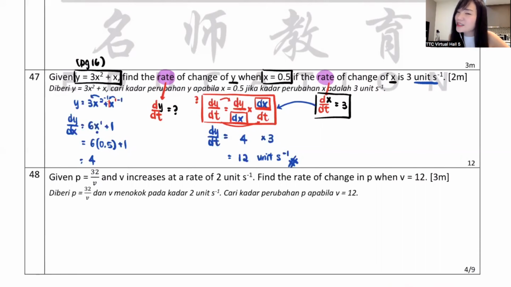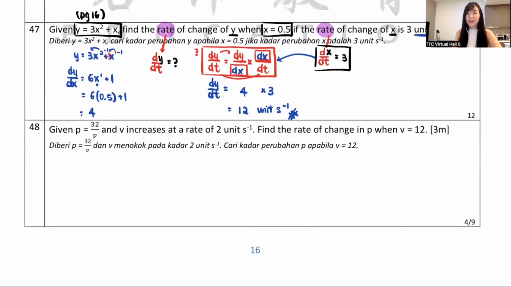It depends on your teacher, but I will highly recommend you write, because just in case your teacher is a strict teacher, if you forget to write unit, they can deduct your marks. Okay, understand? Very good. So guys, I move on.